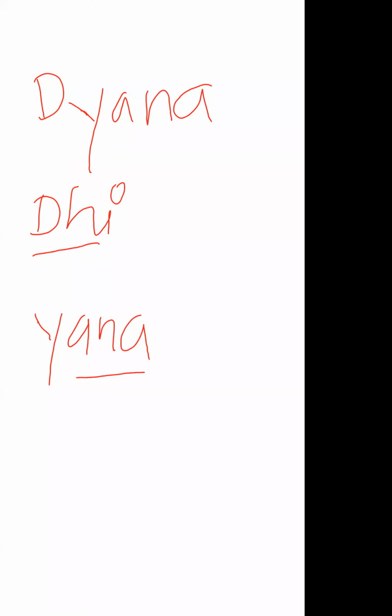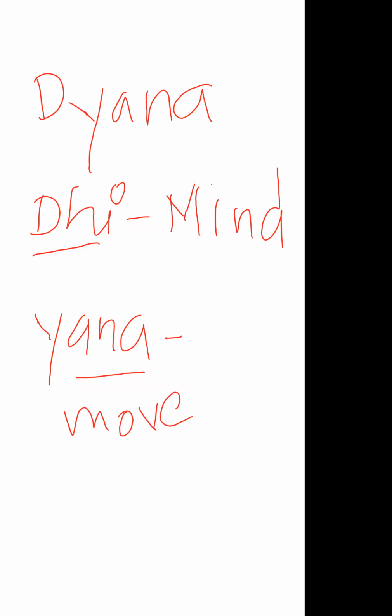This word is made of dhi and yana, two words. If we break this word dhyana into two parts, dhi, yana. Dhi means mind. Yana means movement, mobility. So the literal meaning of dhyana is movements of the mind.